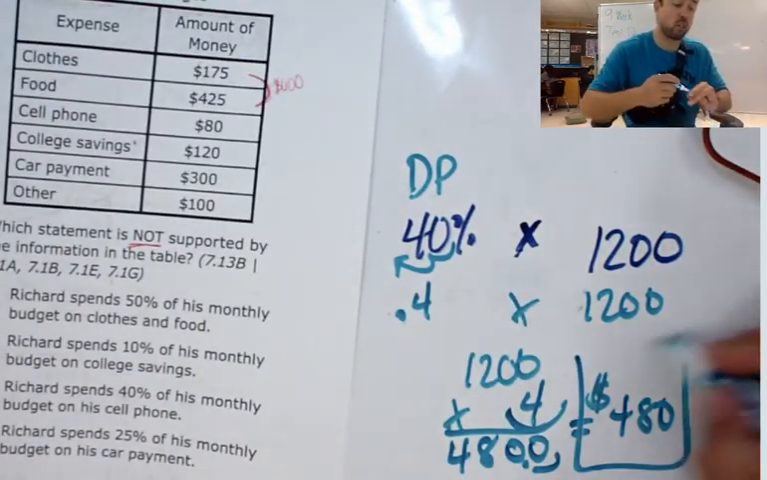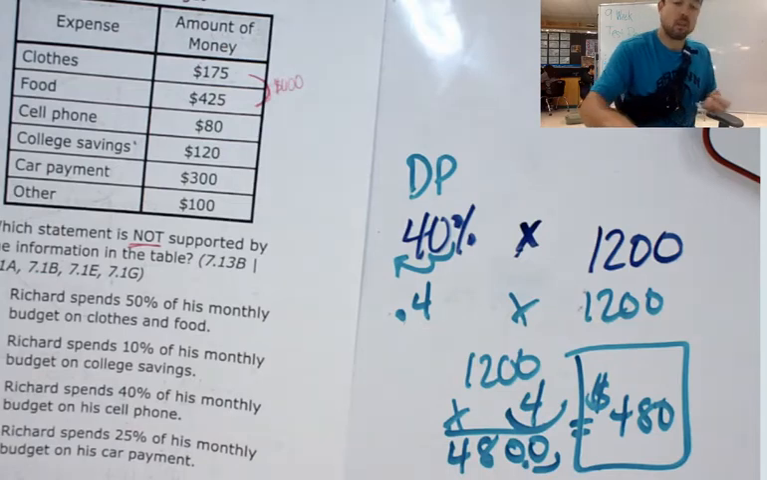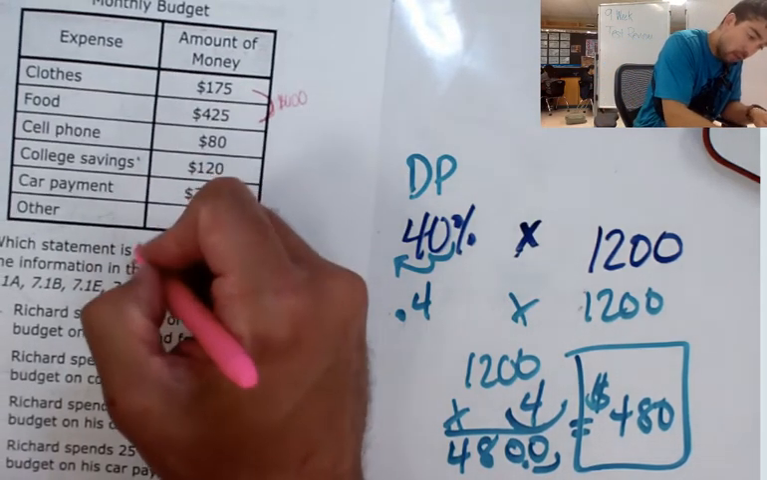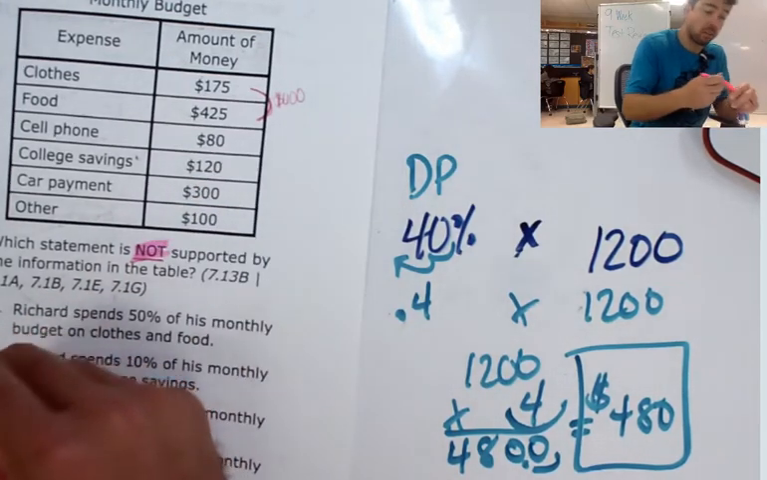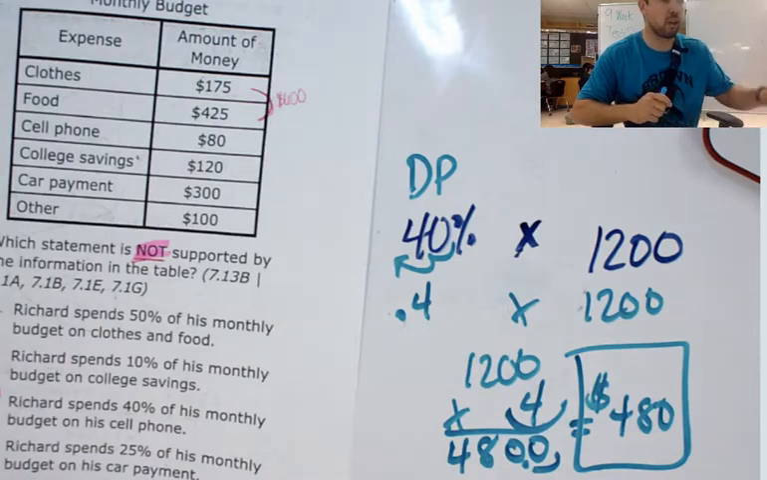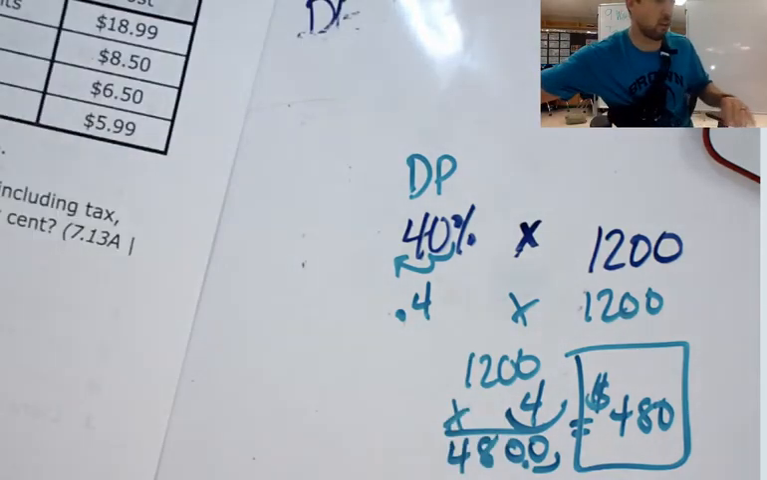480. So was this one true? No. So this is the one that is not supported. So the answer here is C. So again, we had to go through each answer choice and evaluate it to see if it was true.